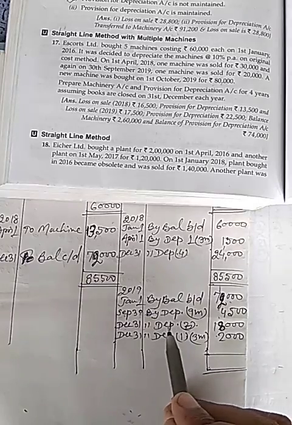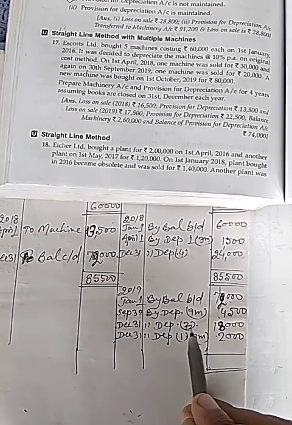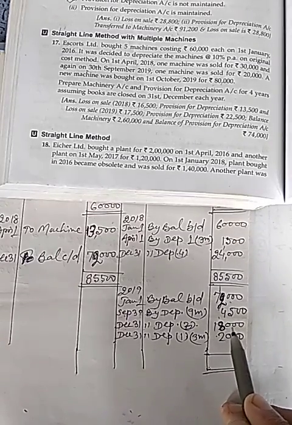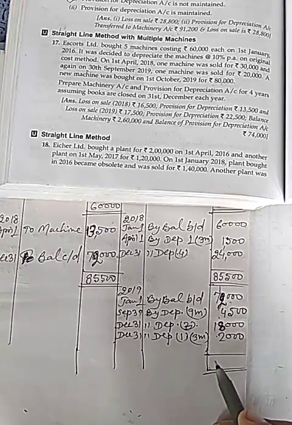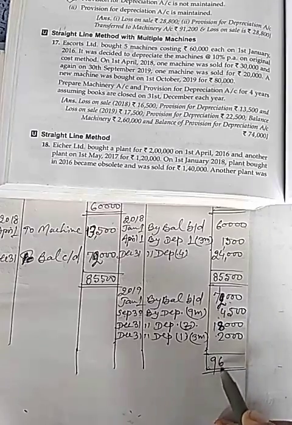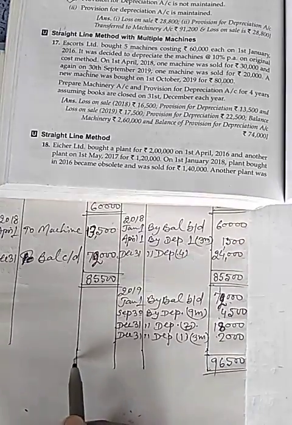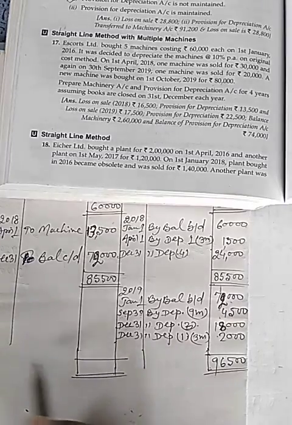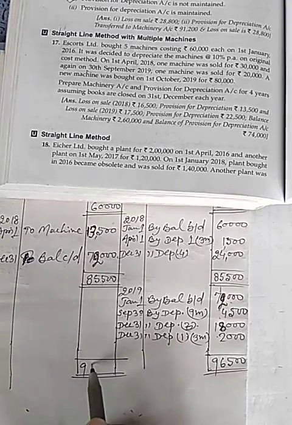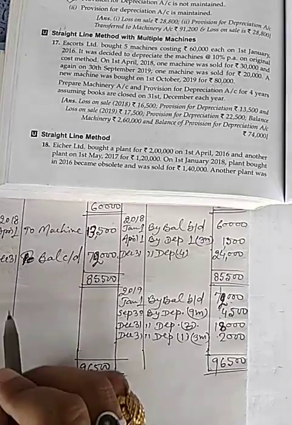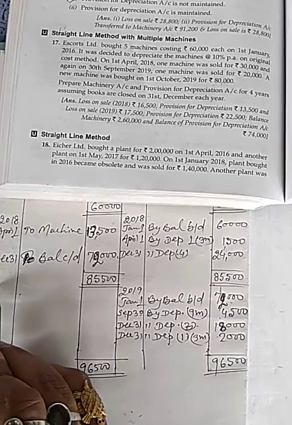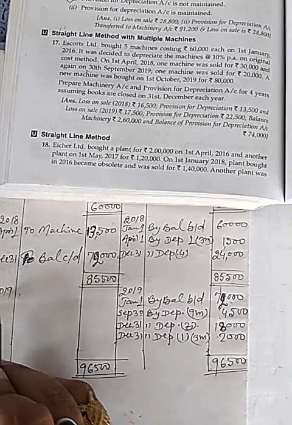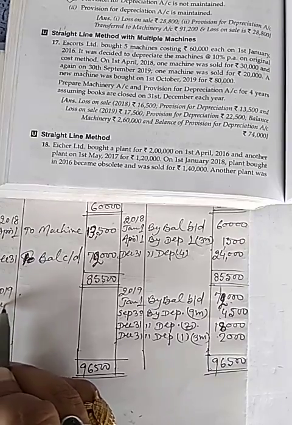So at the rate of 6,000 per machine, depreciation on 3 machines will be 18,000, and when we calculate the total it will be 96,500, and I will balance it 96,500, and we will write on 2019 December 31st.